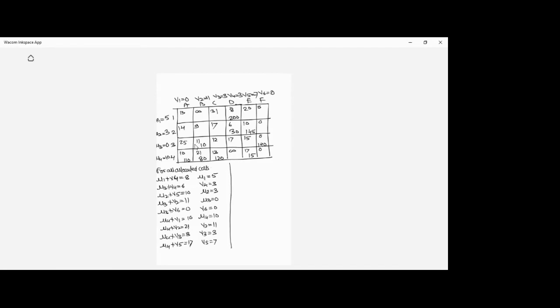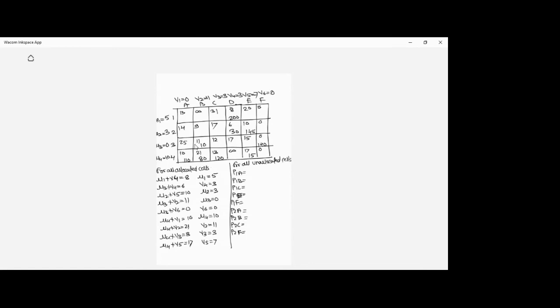Right? So for all unallocated cells, I'll be writing all unallocated cells. So it is p1a, p1b, p1c, p1d, and p1. Also p1d is already allocated, so it is p1e and p1f. Next it is p2a, p2b, p2c, and p2e. Sorry, p2f.